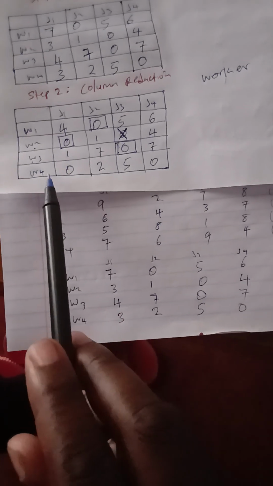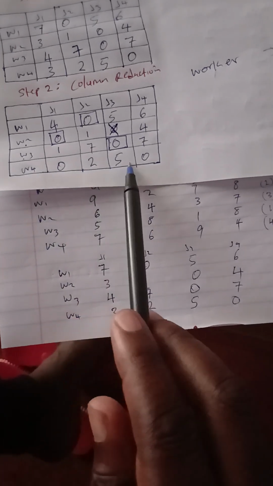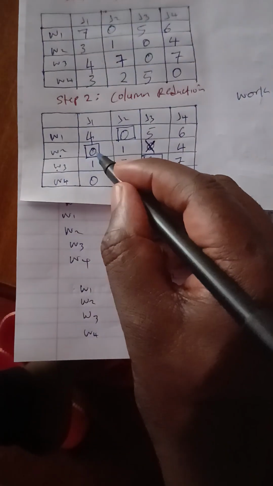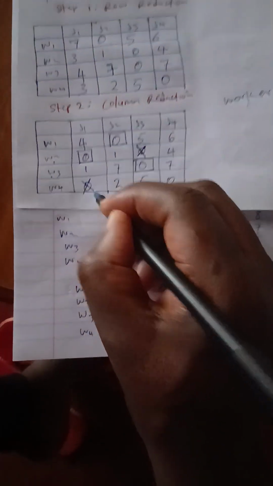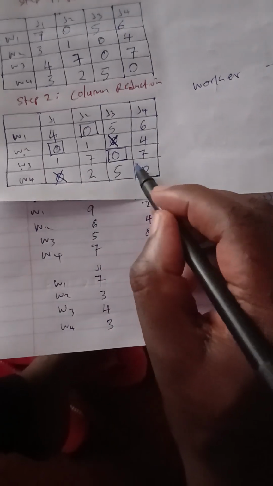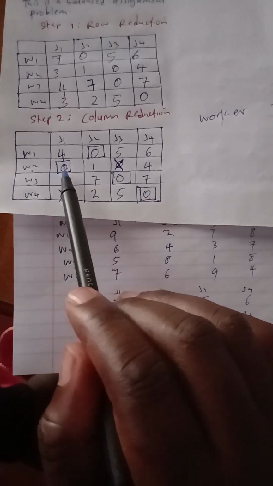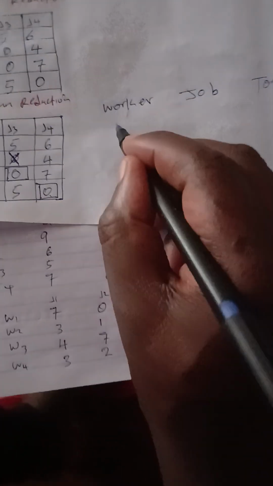We move now to row 4. In row 4, you can see we have two zeros, but here we had selected 0, so we strike off this 0, and now we are remaining with only 1 zero here, so we select this 0. Now this means worker 1 is allocated to job 2, worker 2 allocated to job 1, worker 3 allocated to job 3, worker 4 allocated to job 4. So we can do that.